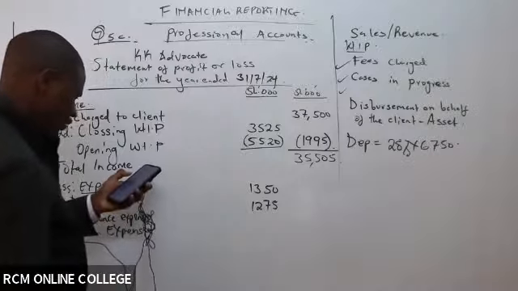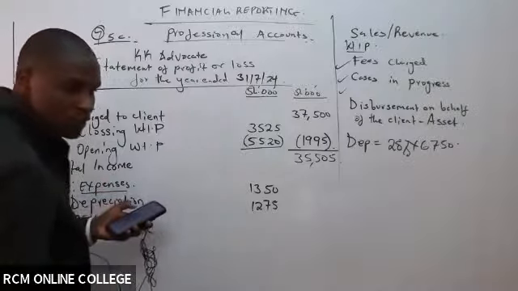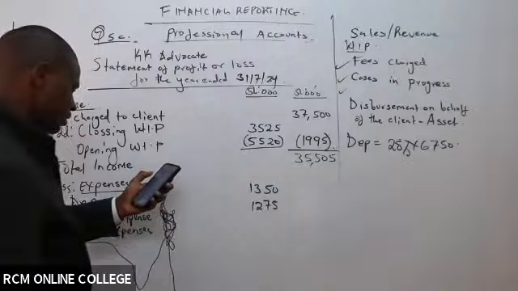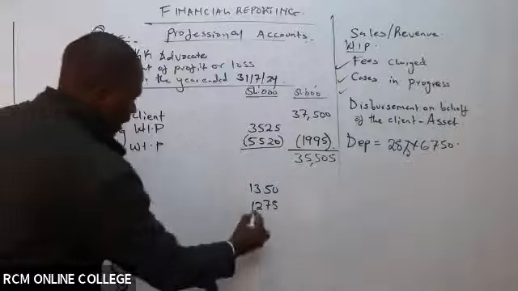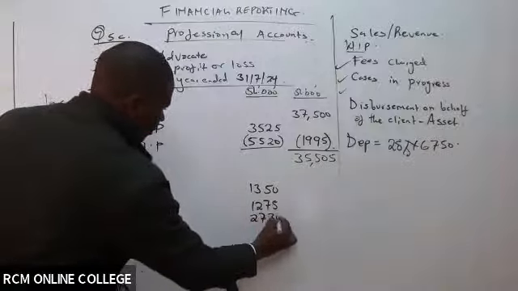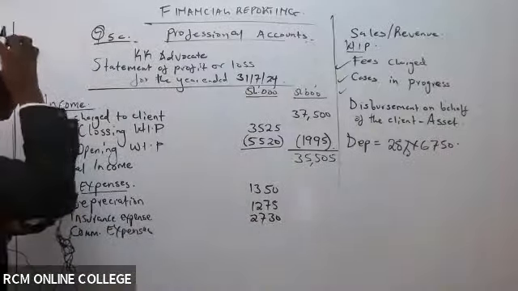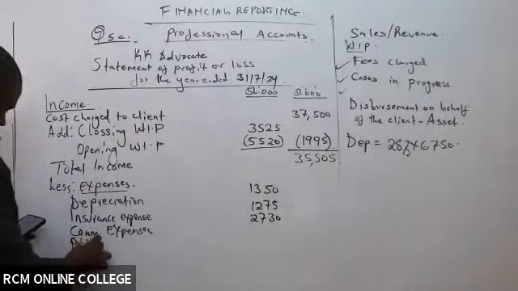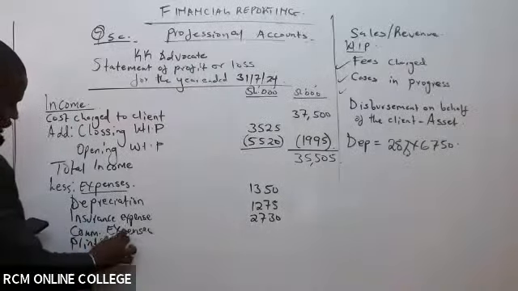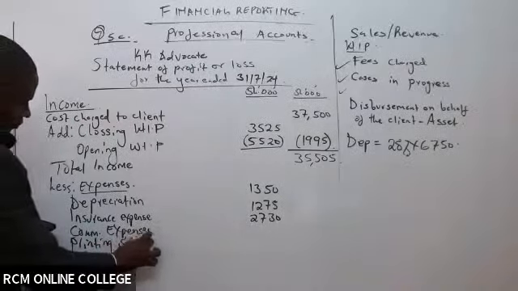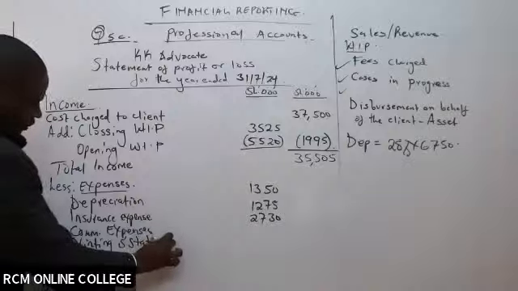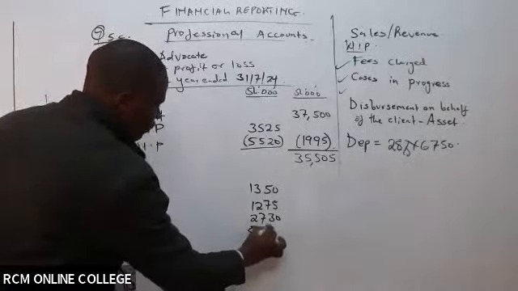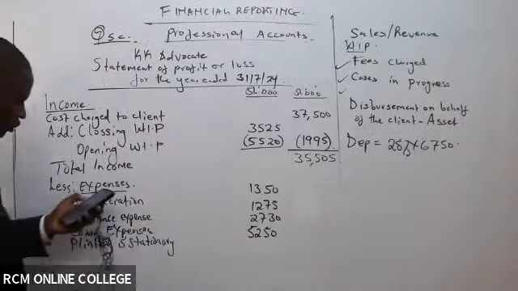Is it 5250? Communication expenses 2730. Okay. Then we have, they are following each other, printing and stationery. Printing and stationery ni ngapi, ndio 5250? 5250. Good, you're doing well.